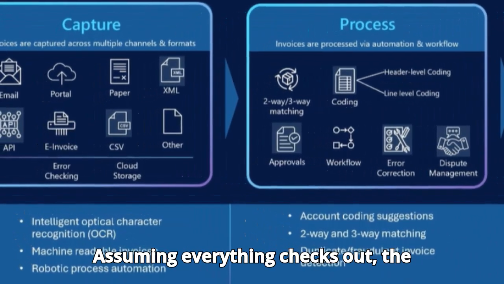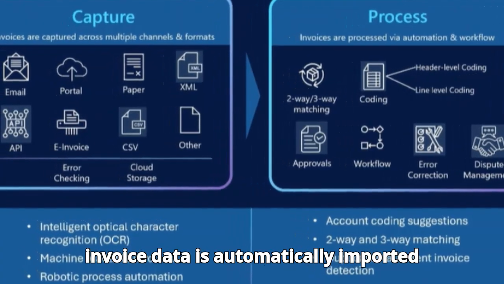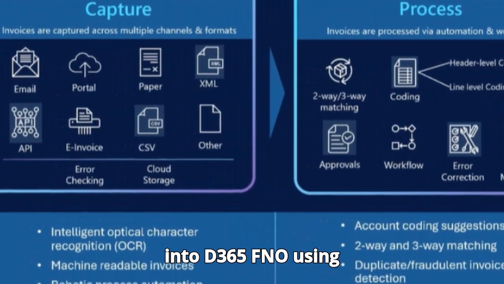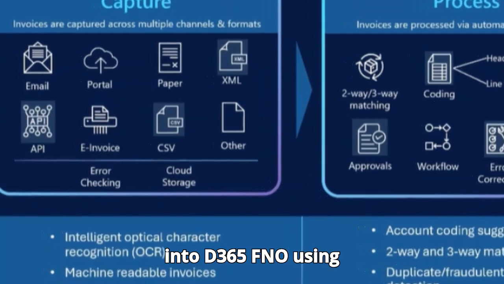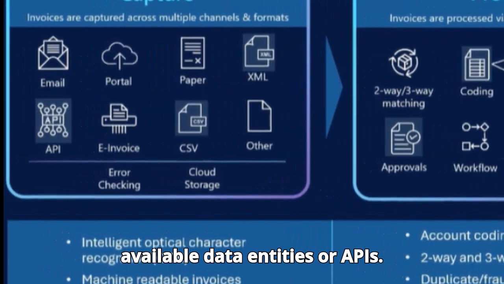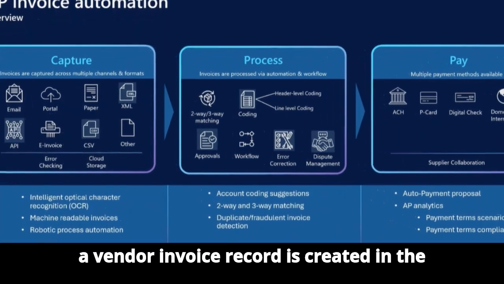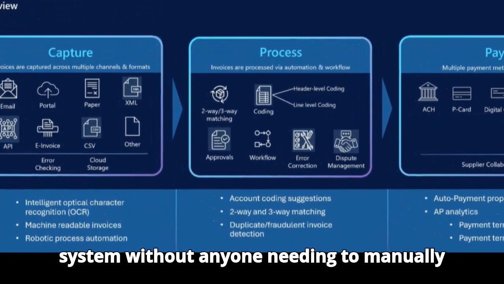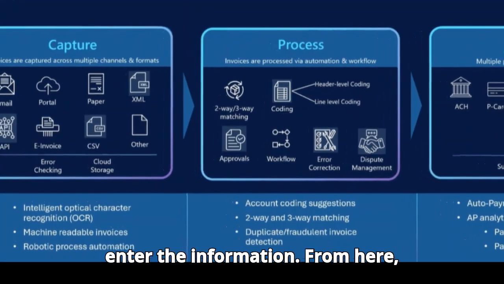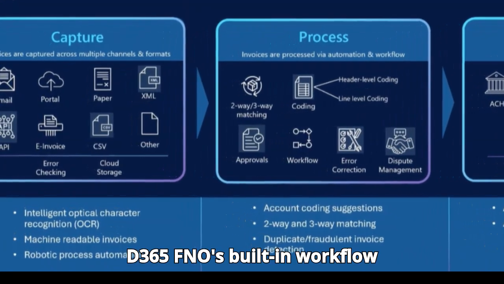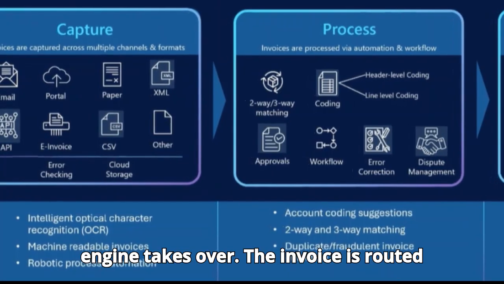for review. Assuming everything checks out, the invoice data is automatically imported into D365 F&O using available data entities or APIs. At this point, a vendor invoice record is created in the system without anyone needing to manually enter the information. From here, D365 F&O's built-in workflow engine takes over.